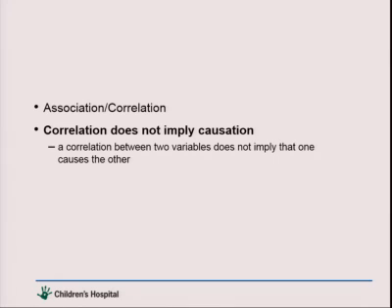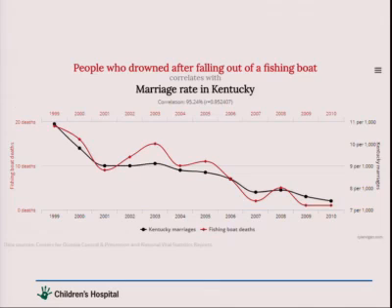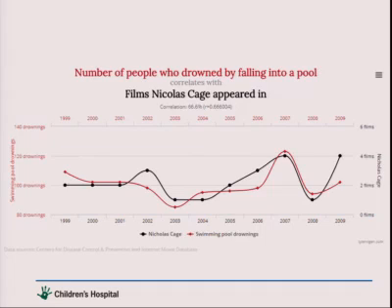But a lot of those cross-sectional studies have led to things like the correlation between the people who drowned and the marriage rate in Kentucky. Or the number of people who drowned is associated with the number of Nicolas Cage films. So these are obviously incorrect, but you can see a correlation with them. This one is true, by the way.